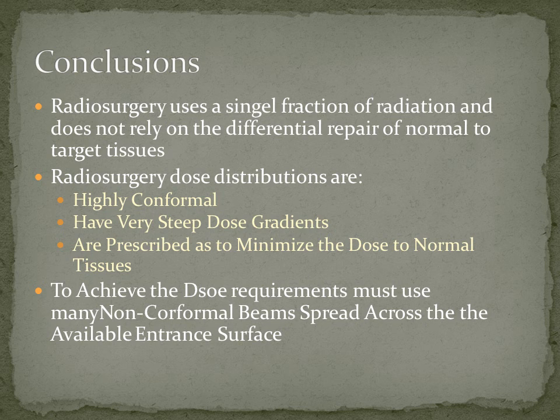So in conclusion, radiosurgery is a single fraction radiation technique. It does not rely on differential repair of normal versus target tissues. Radiosurgery dose distributions are highly conformal, have very steep dose gradients, and are prescribed so as to minimize the dose to normal tissue. To achieve these dose requirements, one must use non-coplanar beams spread across the entrance surface. That's just in there so Dr. Friedman knows I really did make these slides myself.